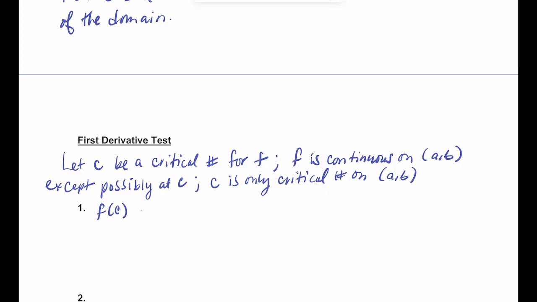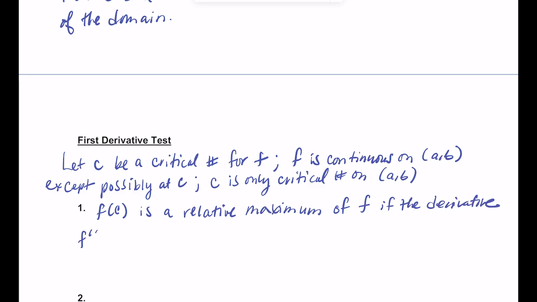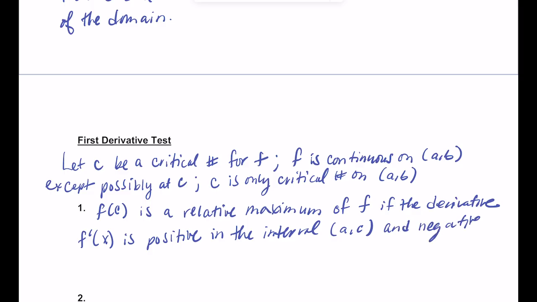Step 1 of the first derivative test says f of c is a relative maximum of f if the derivative f prime of x is positive in the interval a to c and negative in the interval c to b.